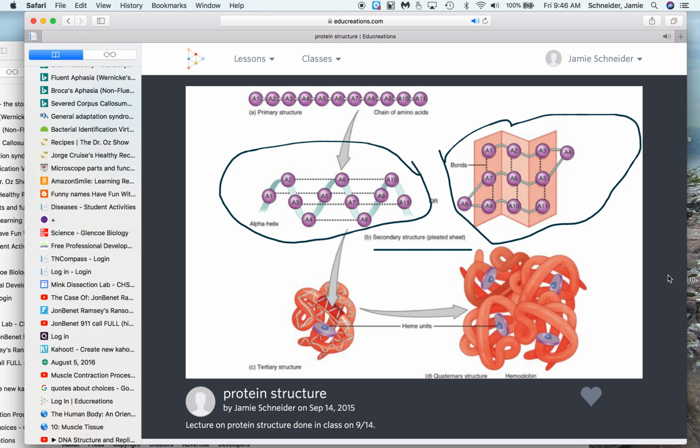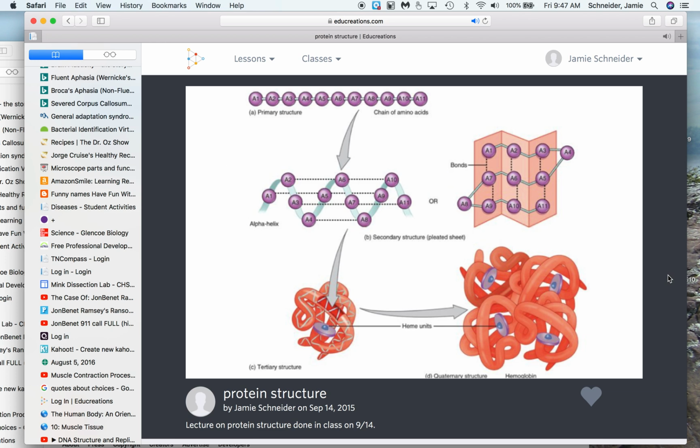Secondary structure is created by hydrogen bonds. They are not permanent bonds, but they help form the structure of the alpha helix or the pleated sheet. It's strictly the interaction between the hydrogens and the oxygens generally that lead to this, but it's a temporary structure that, like I said, forms alpha helix or pleated sheet. And to clarify, you have to have primary structure to have secondary structure. All of these structures build on each other.